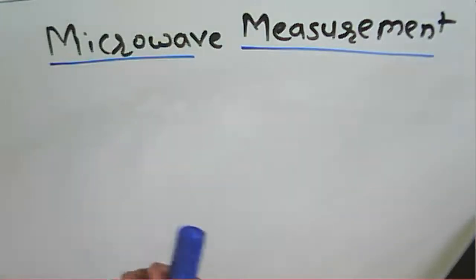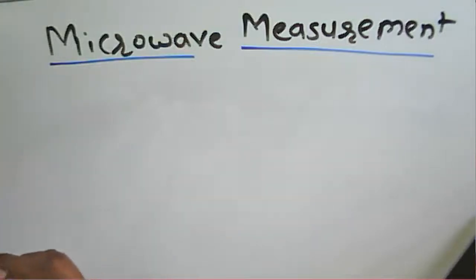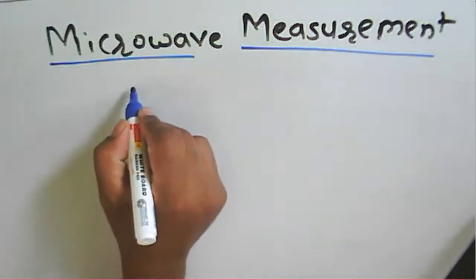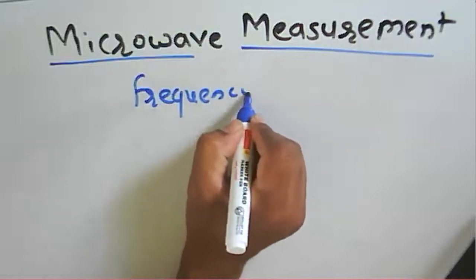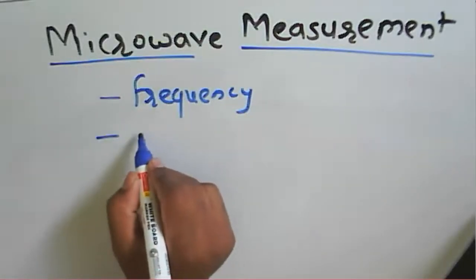Generally, whenever we are working at microwave frequencies, some parameters are important, and those parameters are to be measured, or parameters we should know. The values of those parameters we should know. So for the microwave measurement we are supposed to know what the frequency is. That is one parameter. We are supposed to know what the frequency will be.